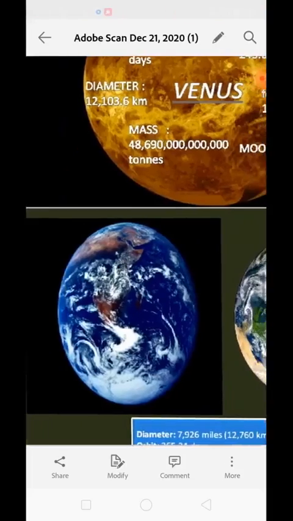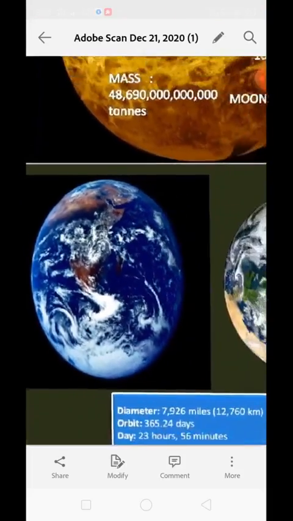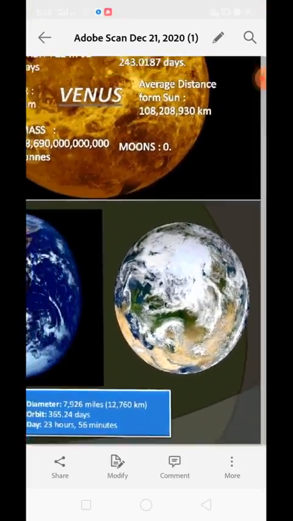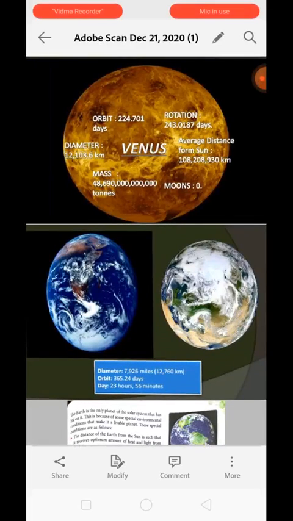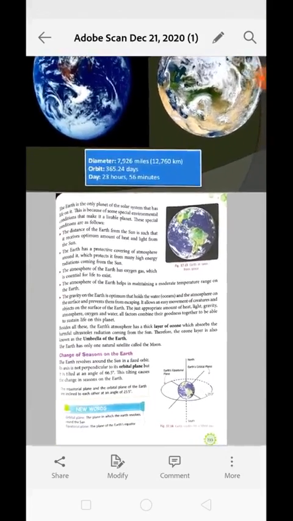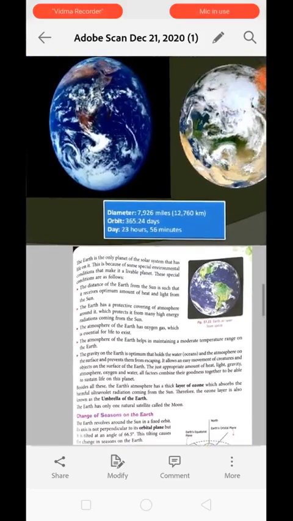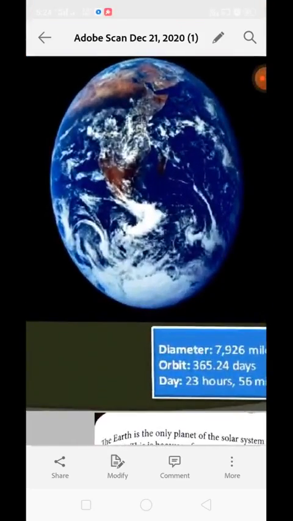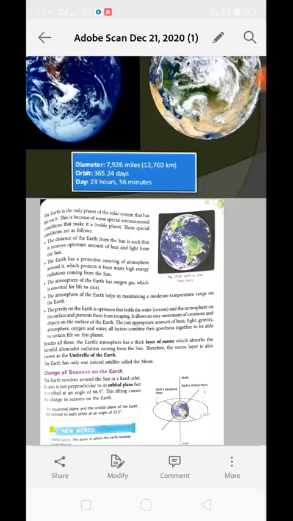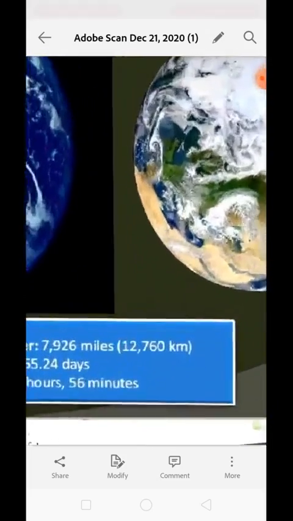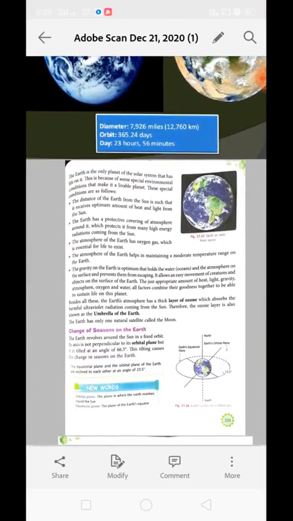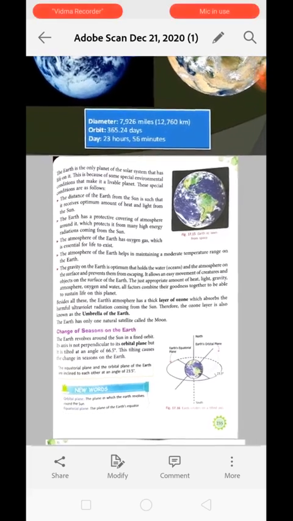Can you see this beautiful picture of Earth? This is our beautiful Earth. Earth is the third planet of the solar system. It is also called blue planet because of its appearance of blue green from the space. You can see over here, it is appearing somewhere blue, somewhere green, due to reflection of light from the water and obviously the land masses.